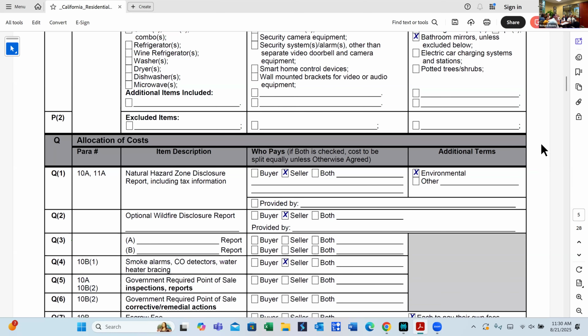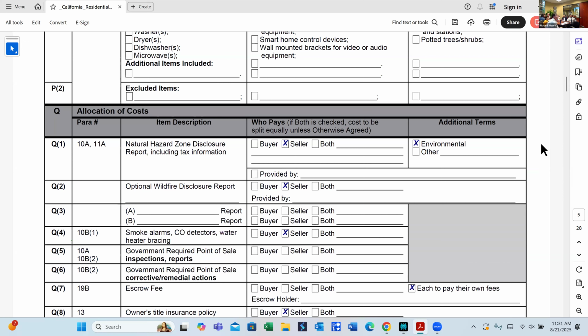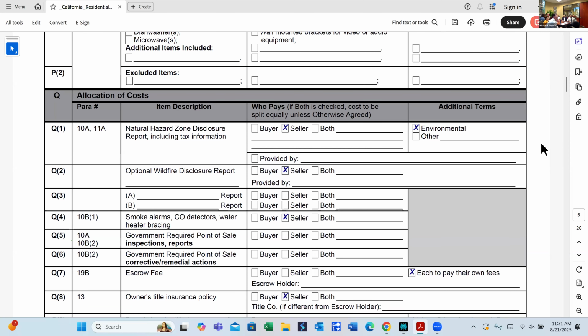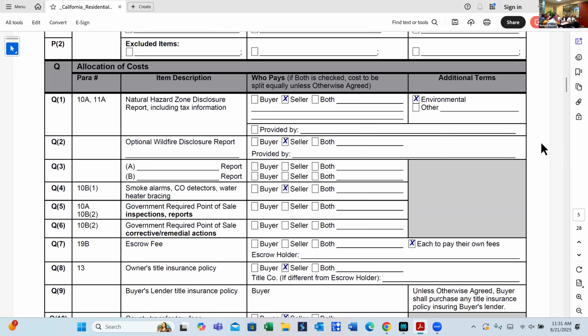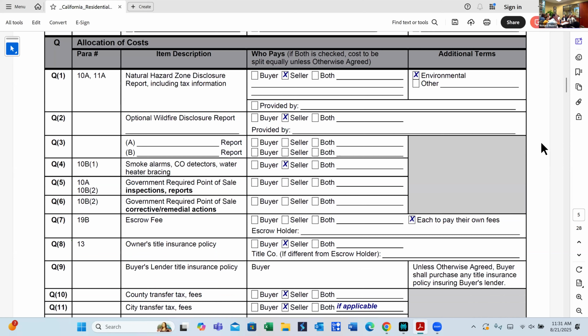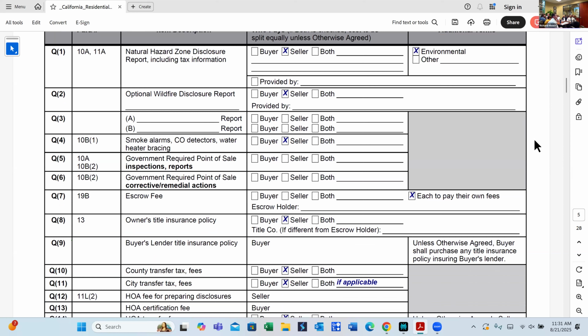And then section Q1, natural hazard zone disclosure. It's a report that's required, not contractually, but legally. So usually what's customary is that the seller pays for it, and check the box for environmental. Optional wildfire disclosure report, check the box for seller. And if you want to have a turnout report, section Q3, you can request that the seller provide a turnout report. You can check the box that seller pays. Or if you don't want to have that done, you want to do it after acceptance, you can do that.